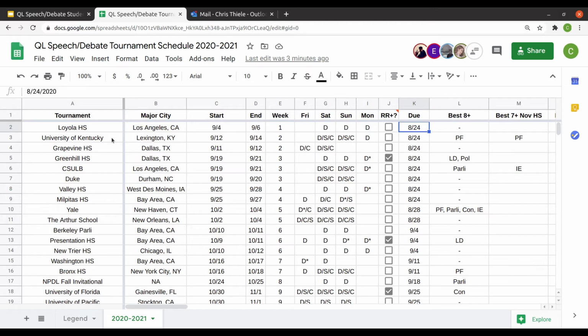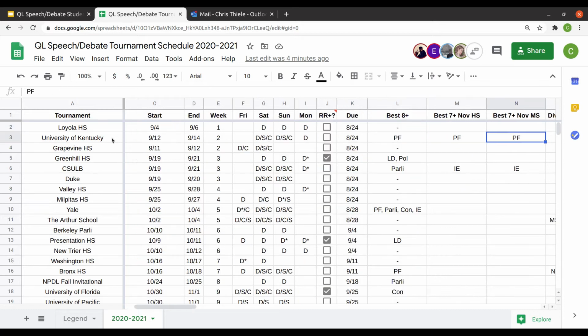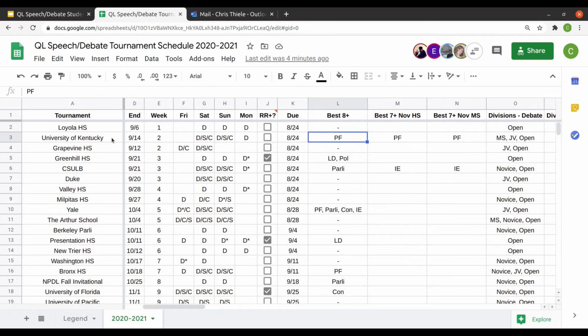However, if we haven't made those commitments or if the drop date hasn't happened yet on Tabroom, we can go through and drop you, and then the costs you would owe go all the way down to potentially zero if we have no sunk costs. And so that's the way you should be interpreting the due date. These best eight, best seven columns.